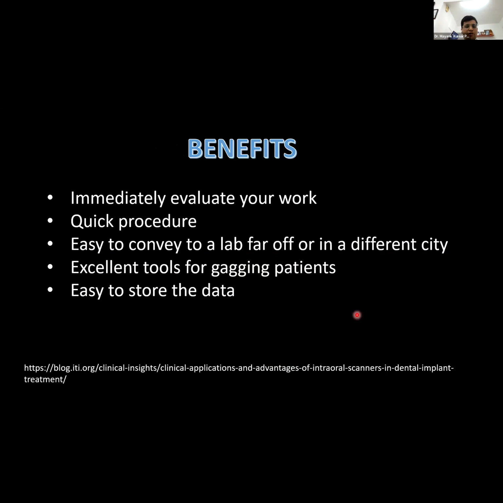The main benefit of going into digital scanners is that you can immediately evaluate your work. When you look at an impression, you get a negative replica, and you will sometimes not be able to appreciate all the details. But in this, you can see all the details to perfection. If any error is there, you can rescan it then and there. It's a relatively quicker procedure. It's very easy to convey the information to a lab which is far off, in a different city or country. It saves a lot of time and is very easy to send across.